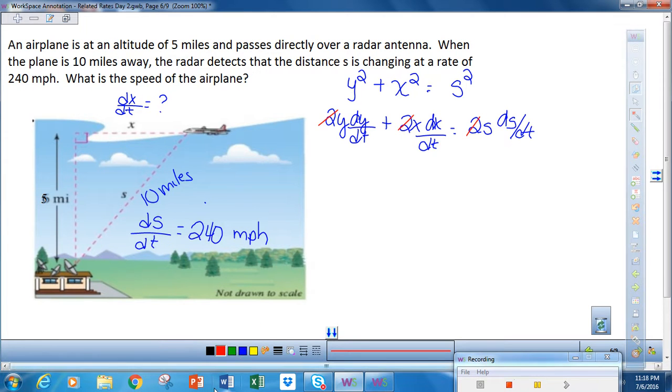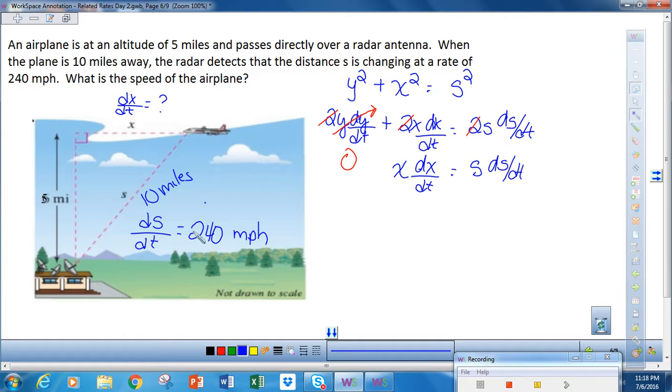I also want you to recognize that the dy dt is not changing, because he's cruising at this altitude. He's not going up or down, so dy dt is not changing. Therefore, y is not changing, and therefore dy dt is 0. So all of this is going to go to 0. So what we have then is we can say x dx dt is equal to s ds dt.